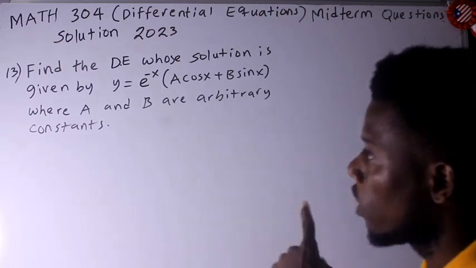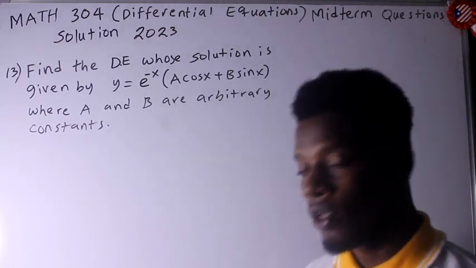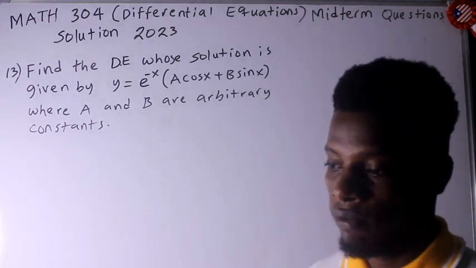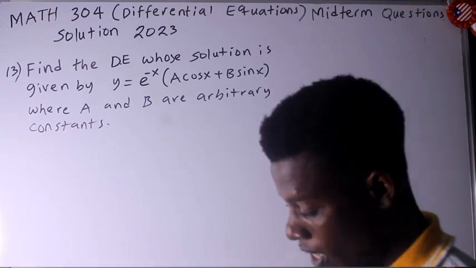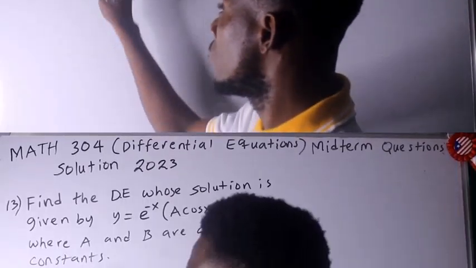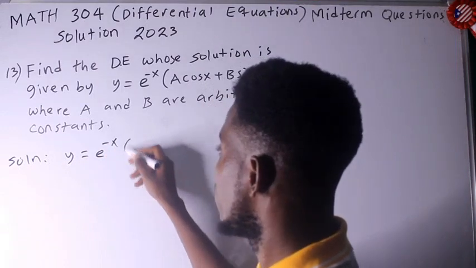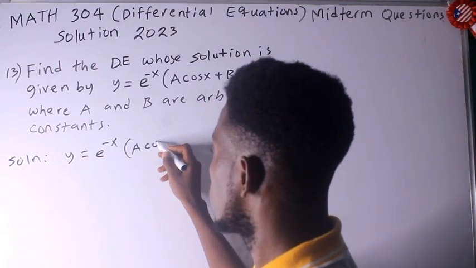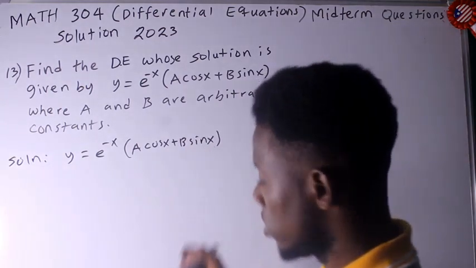Good. So to solve this problem, we will need a little bit of skills in differentiation and a little understanding of some techniques that we apply when we have a solution. We have y equals e raised to the minus x, parentheses open, a cos x plus b sin x.